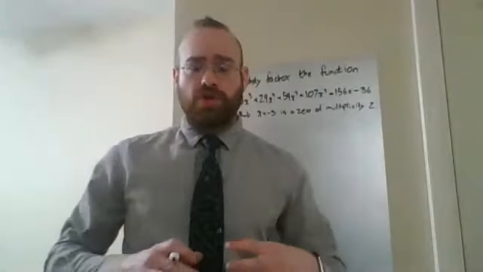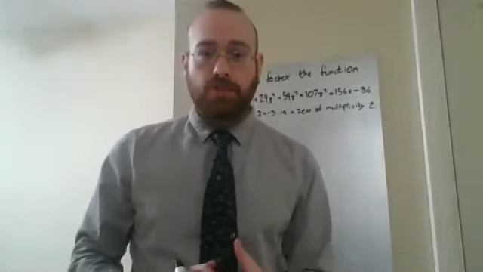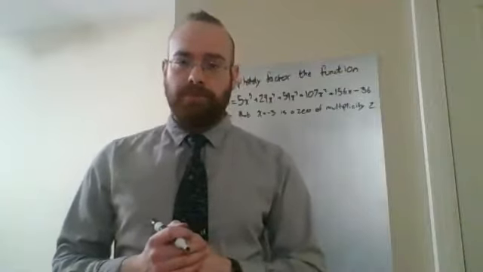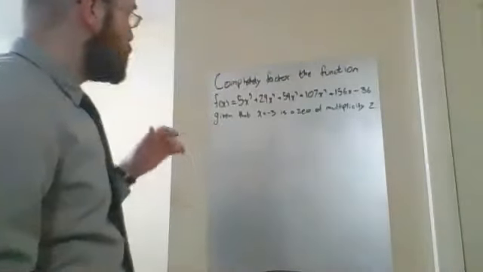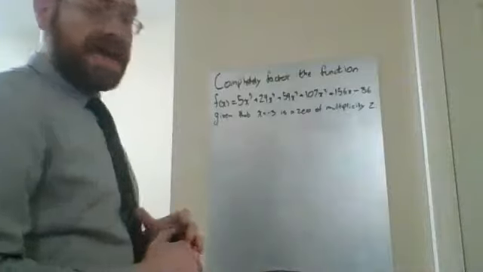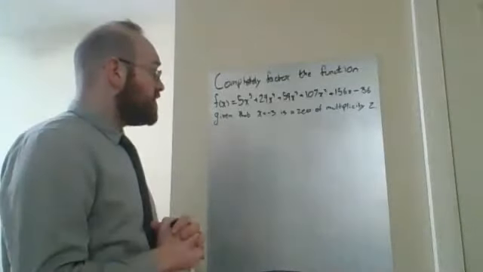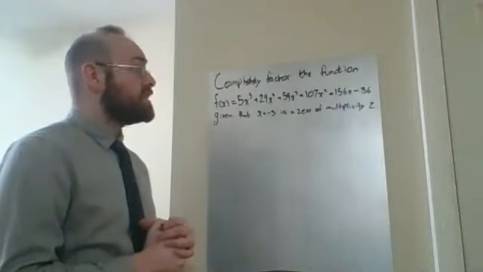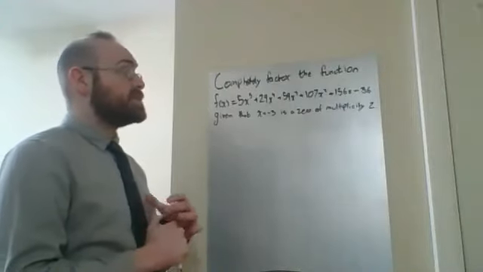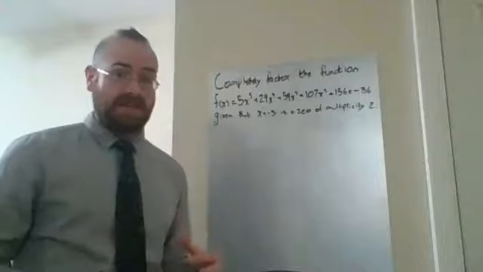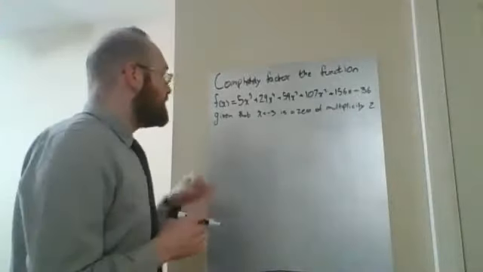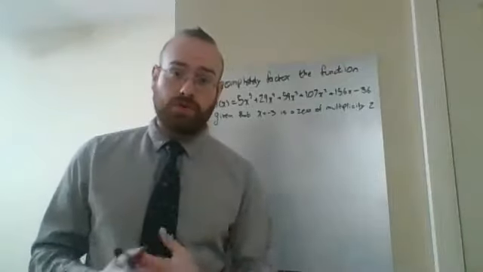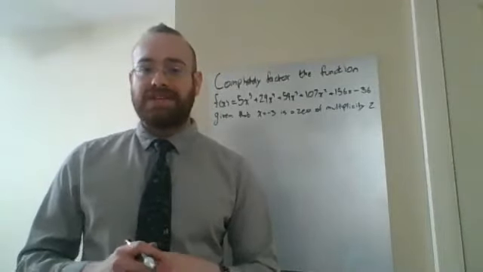So in this video, we are going to put together everything we've learned about polynomial factoring and polynomial division to completely factor a polynomial. So this example says we are going to completely factor the function f of x equals 5x to the fifth power plus 29x to the fourth plus 59x cubed plus 107x squared plus 156x minus 36. That's a mouthful. Given that x equals -3 is a zero of multiplicity 2. So that's going to allow us to get started.